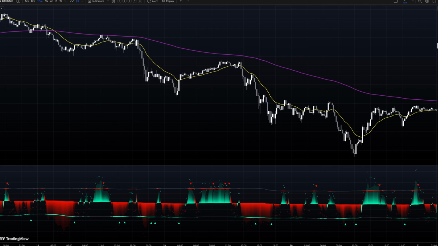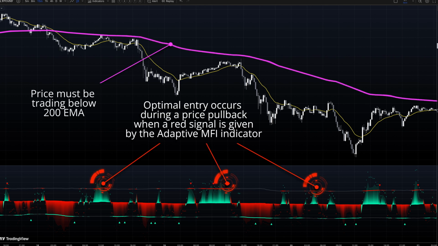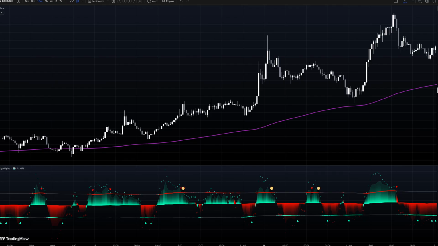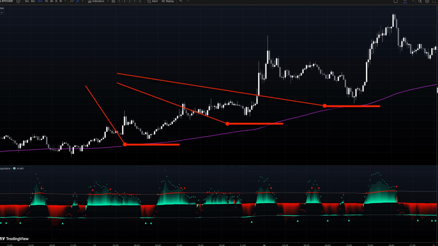Short trades follow the opposite setup, looking for price below the 200 EMA with the MFI showing a minus symbol or moving from neutral to minus. Enter when you see the bearish triangle signal, ideally with the price crossing under the 20 EMA. For exits, the indicator provides natural points when the trend classification changes to neutral 0 from either direction. Alternatively, you can exit when an opposing triangle signal appears. Place your stop loss just beyond recent swing levels for protection.